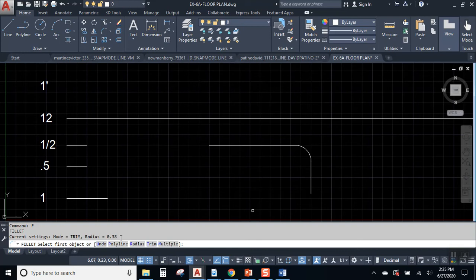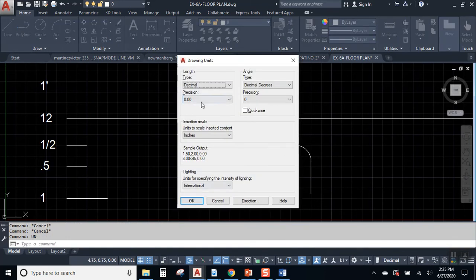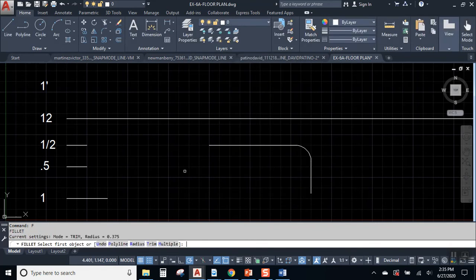Well, if you guess that it's rounding, you guess correctly. If you wanted to see the 0.375, you'd have to go back to the units and set it for 3 places. And then the next time we run the fillet command, it'll tell you, hey, 0.375. So units are the way AutoCAD talks to you when it gives you information, either on the command line or in a command, or even with the measuring tools here. And like this case here, changing the units is going to help us to work with the foot mark.